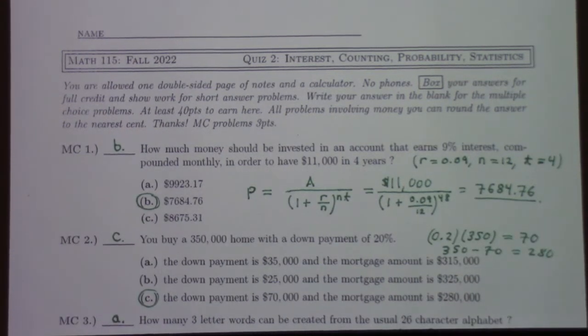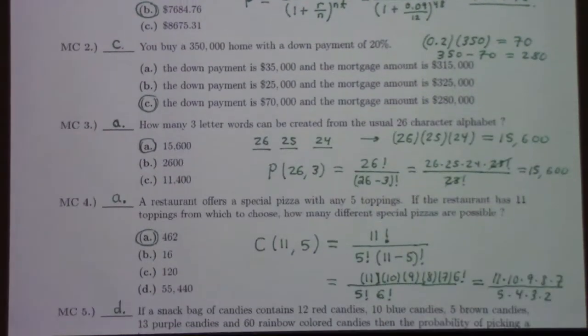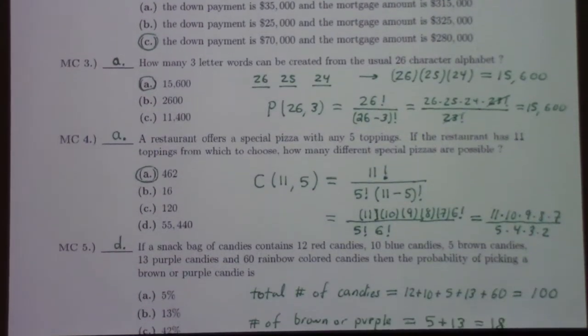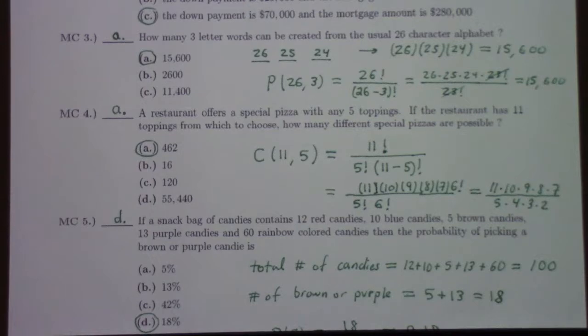All right, moving on here. Problem 3. How many 3-letter words can be created from a usual 26-character alphabet? All right. So you could do the counting principle, 26 for the first choice, 25 for the second, 24 for the third, which when you multiply them gives us 15,600.